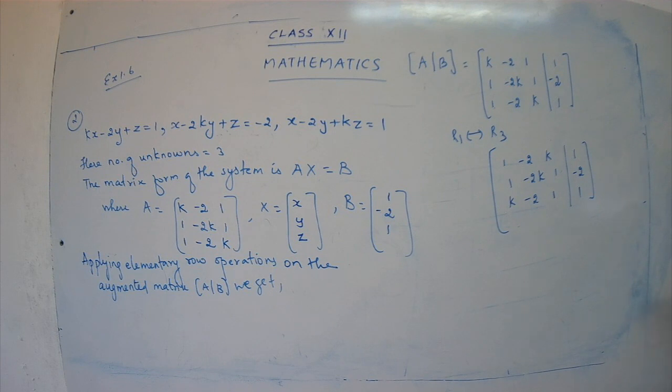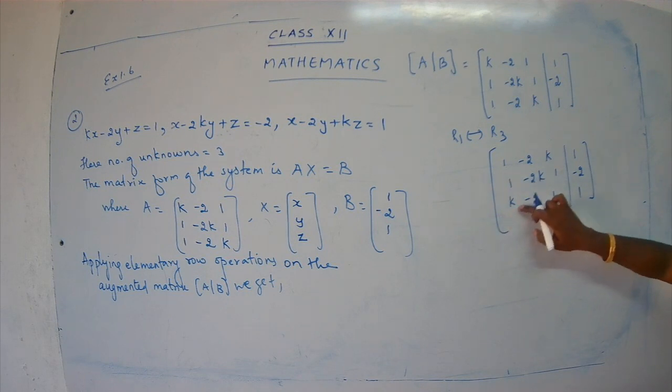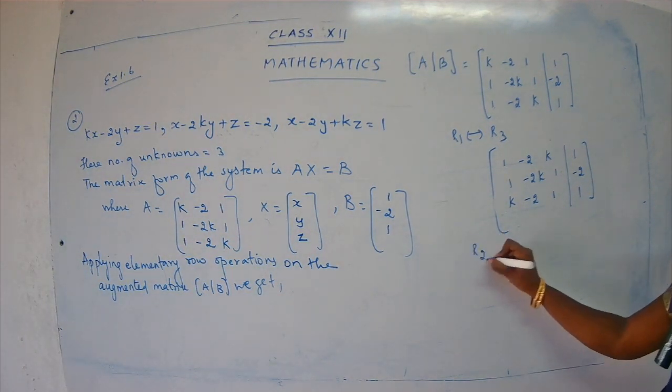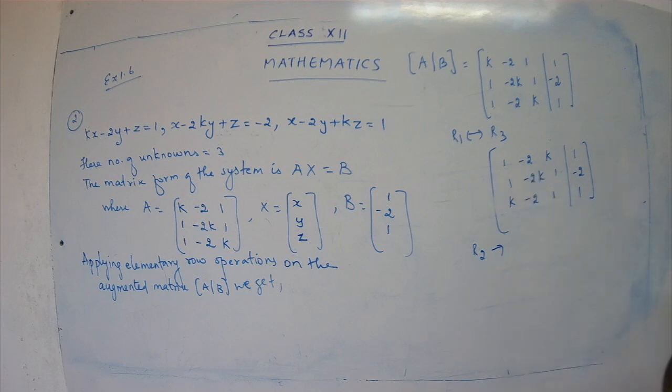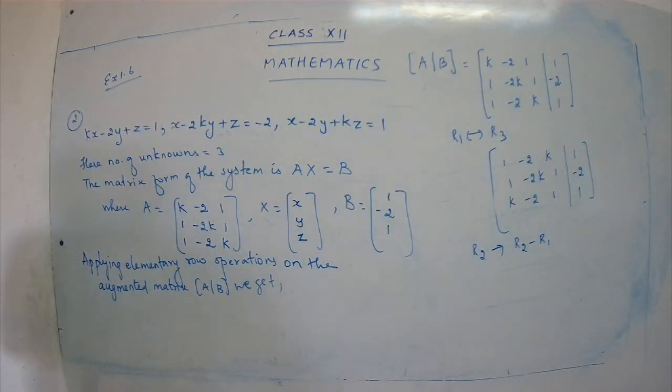So now I have interchanged R1 and R3, that is, I have written R3 as R1 and R1 as R3. Done. Now, what is the next step? I have brought 1 over here, so now I have to make the elements below 1 as 0. These two numbers have to be made 0, so I have to change R2 and also R3. Let's change R2. Changing R2 is an easy job, we can just subtract. So R2 is changing as R2 minus R1.